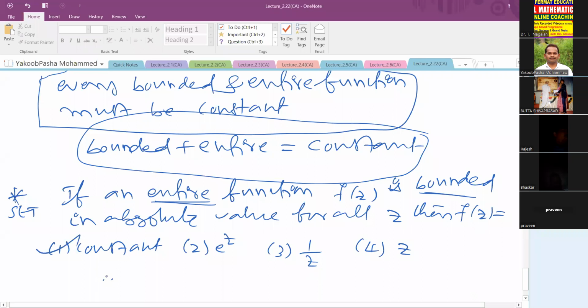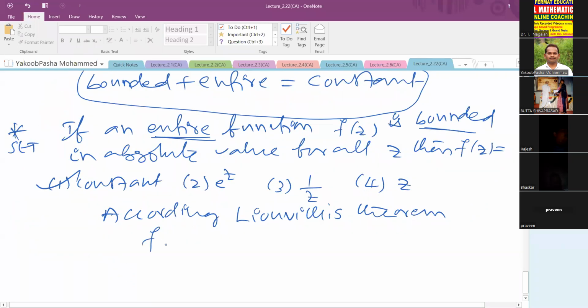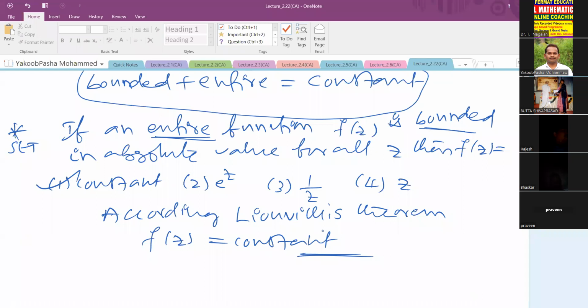According to Liouville theorem, f of z is equal to constant. This is the direct statement of Liouville theorem. Now I'm taking another problem. This is a direct question, you can calculate directly, so it is just asking for the formula.